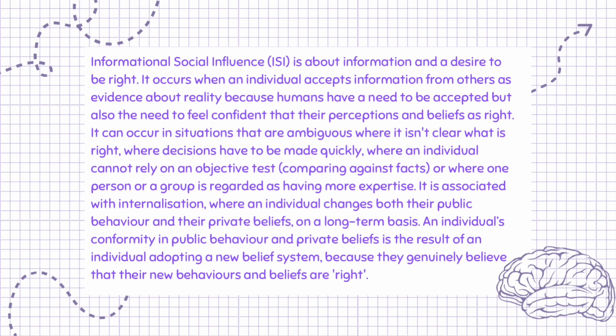It can occur in situations that are ambiguous, where it isn't clear what is right, where decisions have to be made quickly, where an individual cannot rely on an objective test, comparing against facts, or where one person or a group is regarded as having more expertise. It is associated with internalization, where an individual changes both their public behavior and their private beliefs on a long-term basis. An individual's conformity in public behavior and private beliefs is the result of an individual adopting a new belief system, because they genuinely believe that their new behaviors and beliefs are right.